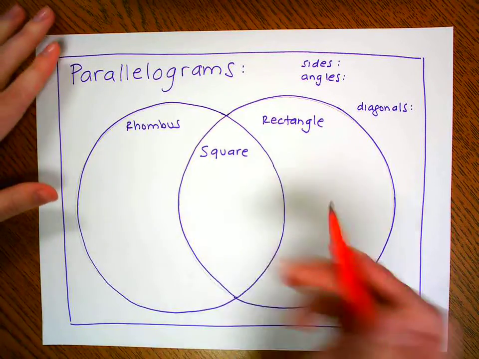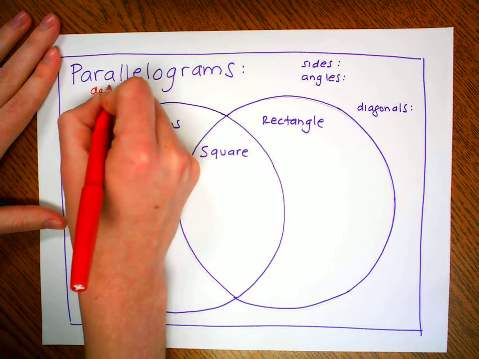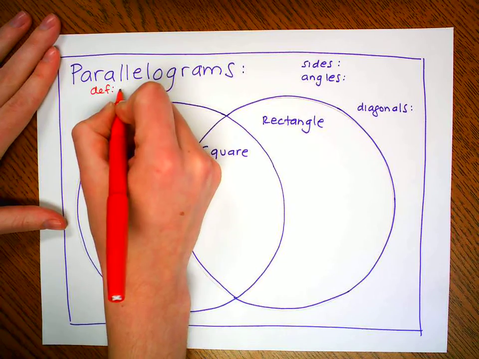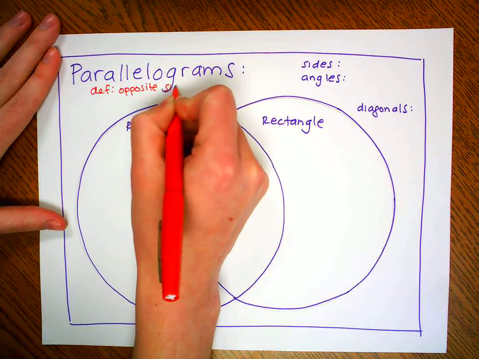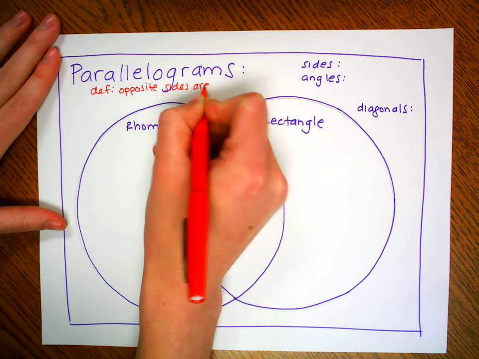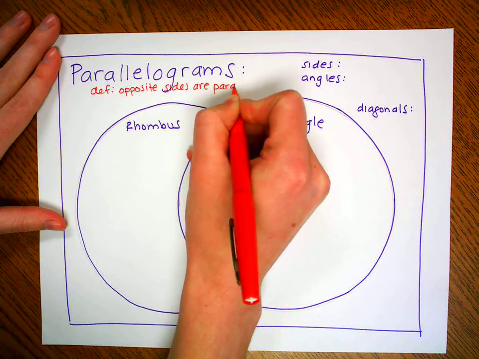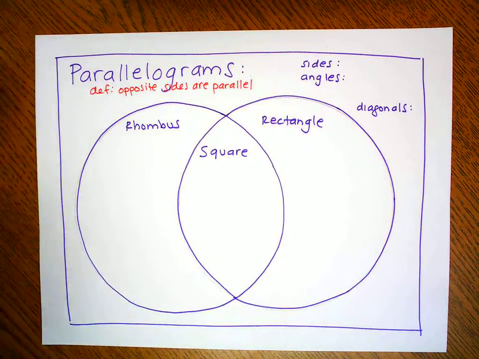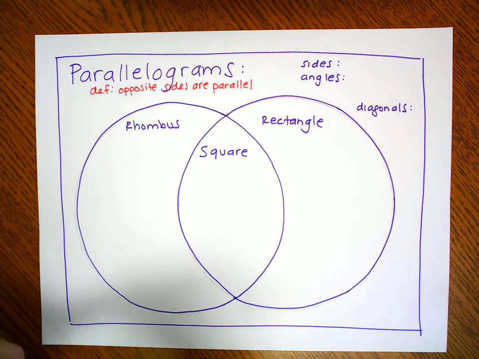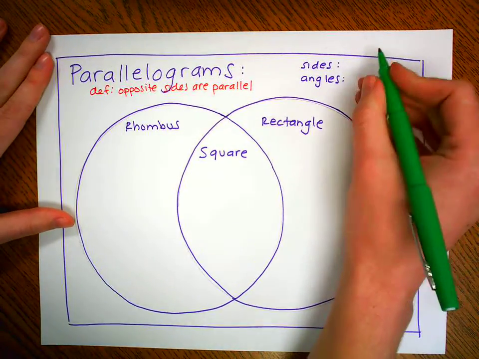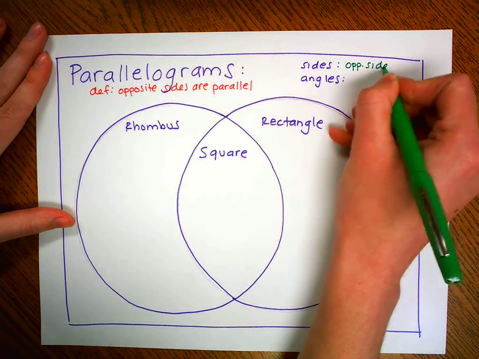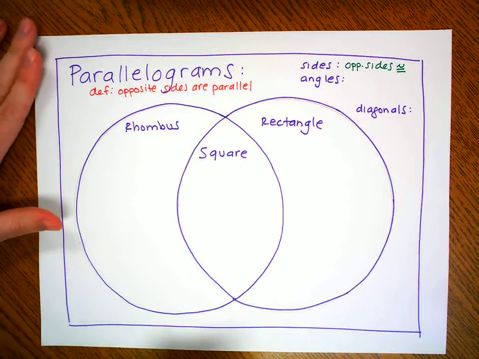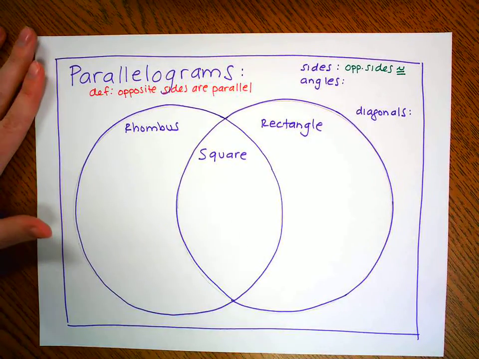A parallelogram, by definition, its opposite sides are parallel. That's what it means to be a parallelogram. And we learned some properties about it last night. For instance, in terms of its sides, we know that its opposite sides are congruent. I know my squiggly looks kind of like an N, sorry.